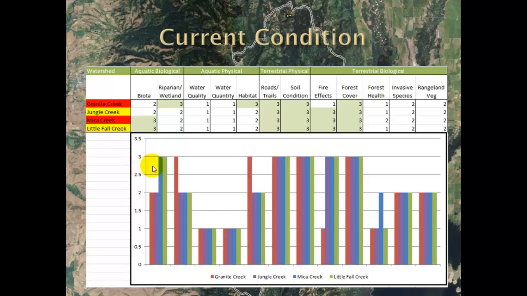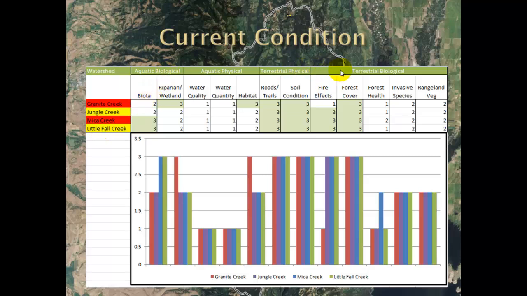Now the graph below the columns is showing the value for each of the 4 watersheds. So Granite Creek in red, Jungle Creek in purple, Mica Creek in blue, and Little Fall Creek in green. Using these values, a weighted average is calculated to determine the condition class, and as a result of that watershed condition arithmetic, Granite Creek and Mica Creek were assigned a condition class of impaired, and both Jungle Creek and Little Fall Creek are functioning at risk.